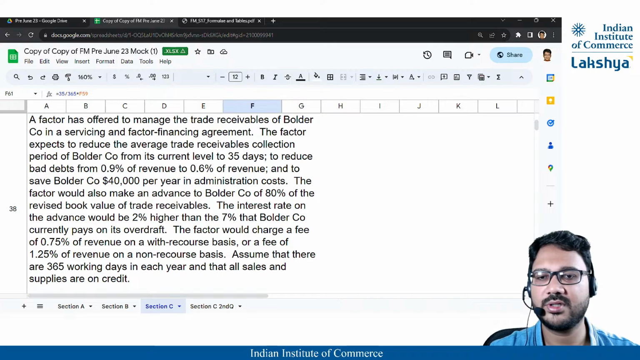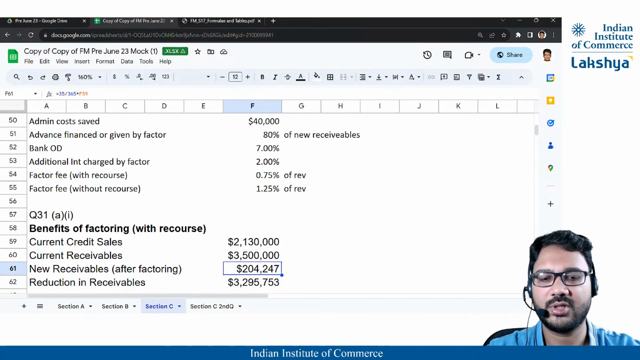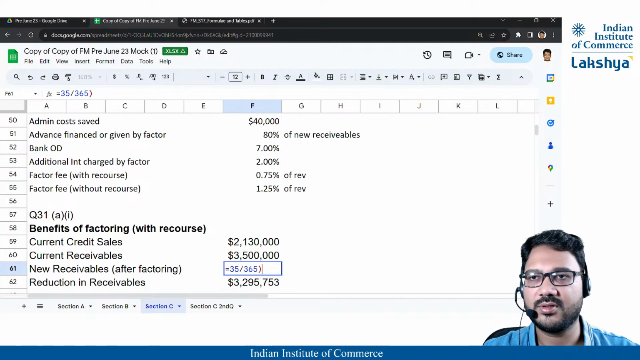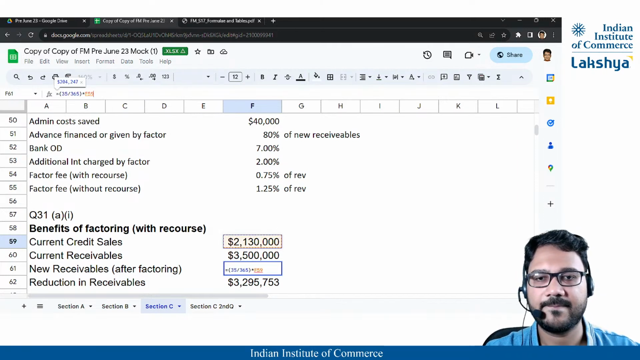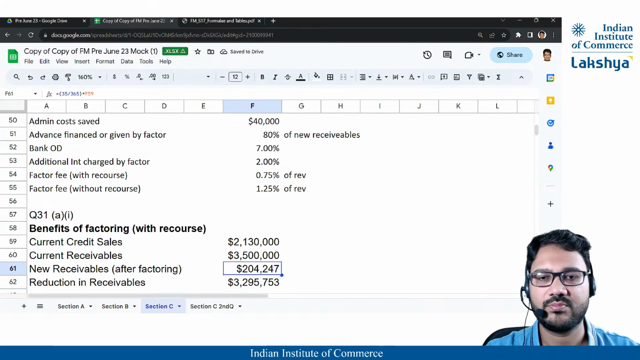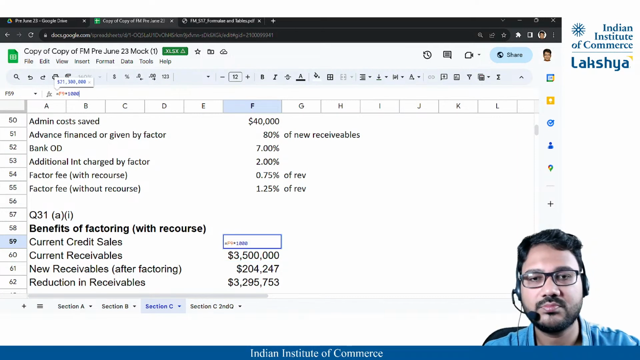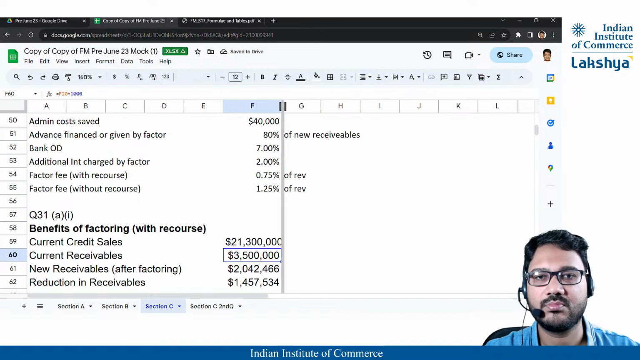Assume that there are 365 working days in each year, from its current level to 35 days. Let me just redo the calculation. 35 days divided by 365. Okay. And receivables, we are going to value it on sales. Sorry, what just happened? Oh, yeah.